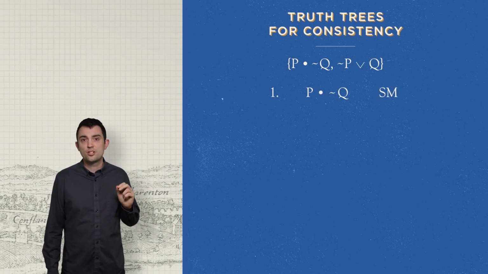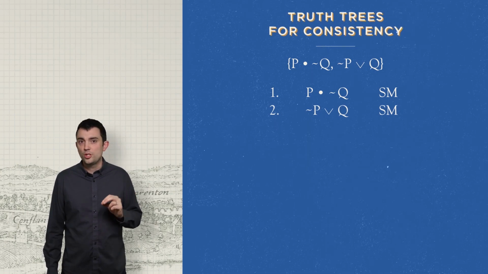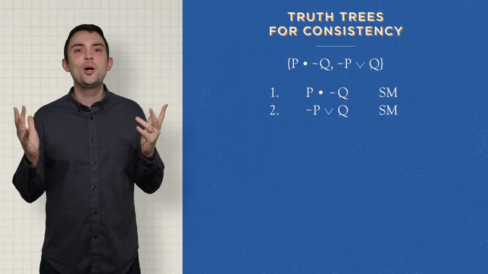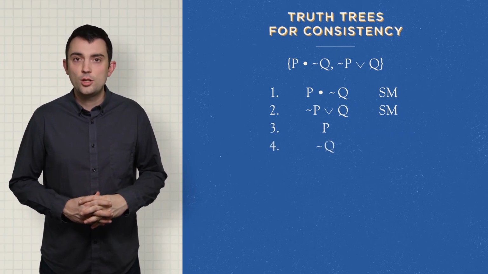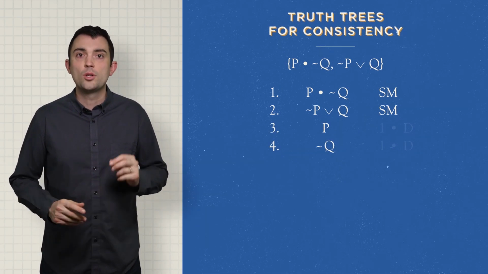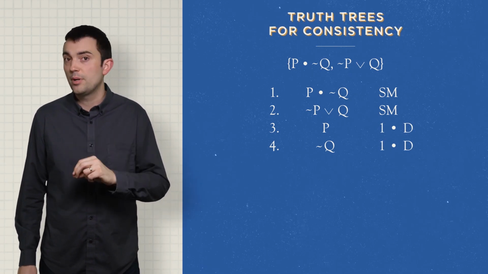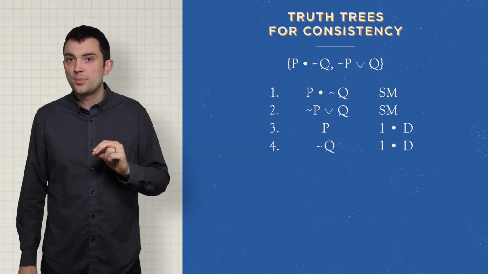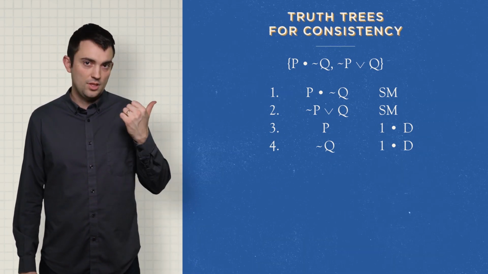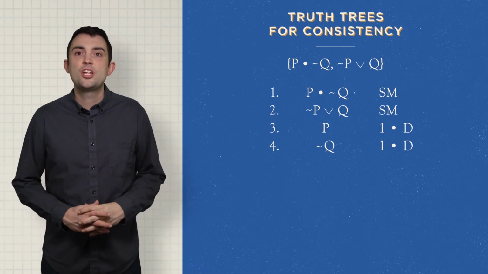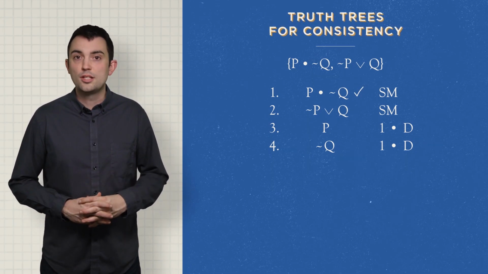We label number 1 as our first set member, and our second set member is, of course, not P or Q. Now let's decompose proposition 1. It decomposes into P and not Q. We justify each step with 1 conjunction decomposition, 1 being the line number we were decomposing, and conjunction decomposition, the dot D, being the rule we were using. Like so. And now we've checked off that P and not Q because we've decomposed it completely into literals.